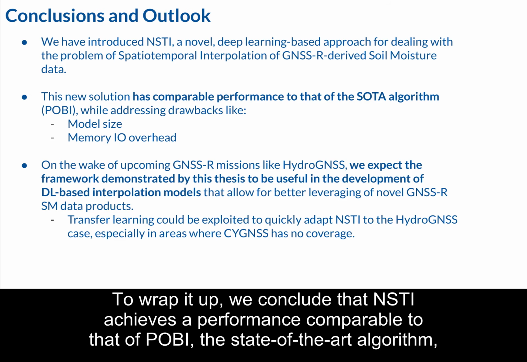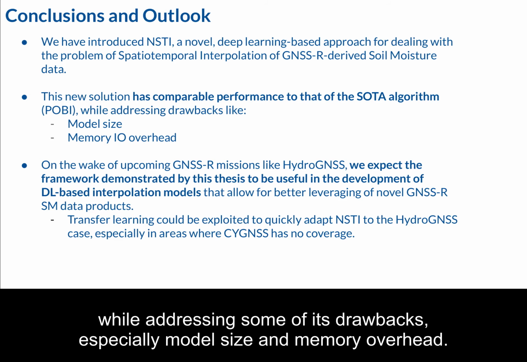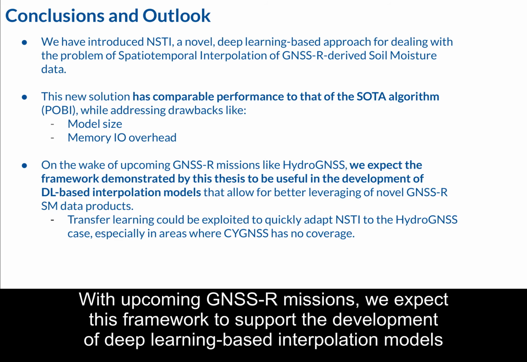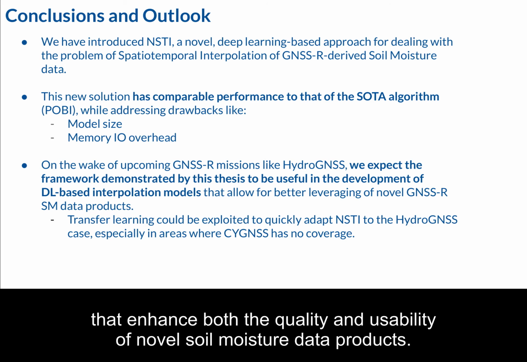To wrap it up, we conclude that NSTI achieves a performance comparable to that of POBI, the state-of-the-art algorithm, while addressing some of its drawbacks, especially model size and memory overhead. With upcoming GNSS-R missions, we expect this framework to support the development of deep learning-based interpolation models that enhance both the quality and usability of novel soil moisture data products.